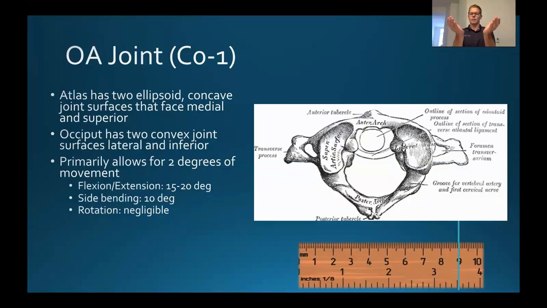Because they're facing medial and superior, the occiput is going to be convex and it's going to face lateral and inferior. Now here we have a convex on concave surface, so we know arthrokinematically that it's going to move in opposite directions. The OA joint primarily allows for 2 degrees of movement. That's going to be flexion and extension being the primary ones, so that upper cervical nod is what occurs at the OA joint. But there's also a small amount of side bending, and we're going to look at that side bending component when we talk about the arthrokinematics. Rotation is negligible because we need that rotation to come from C1, C2. If we look at the bone-on-bone structure, there's just not movement for rotation to occur at the OA joint.